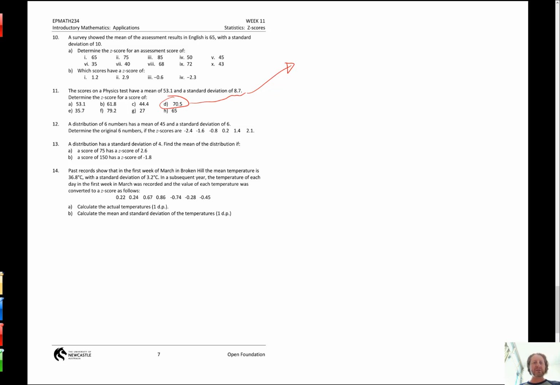What's question 11? The scores on a physics test have a mean of 53.1 and a standard deviation. I admit, I normally write SD because my sigmas are just so shocking. But whether you write SD or sigma, we know it's a standard deviation. Determine the z-score for a score of 70.5. Well, look, there's no difference here except the numbers look nasty. This may not be a clean jump of 8.7s up from 53.1. I really don't care. We've got a formula.